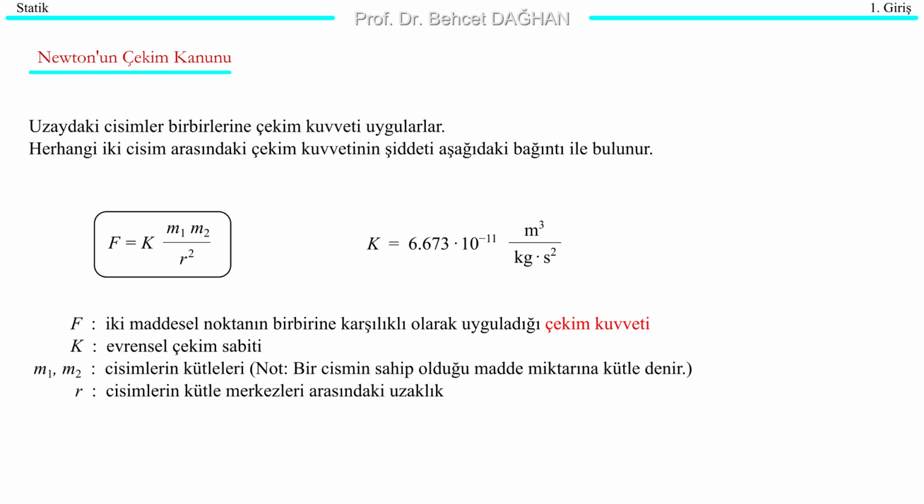What is mass? The amount of matter an object has is called mass. R is the distance between them, between the centers of mass. Force is inversely proportional to R squared.